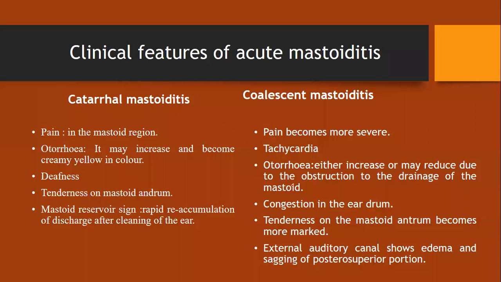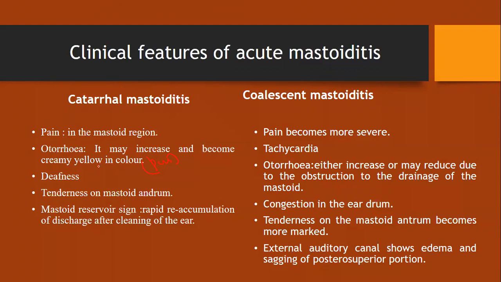Okay. Now the clinical features of acute mastoiditis, in both types of the classification: catarrhal stage as well as coalescent mastoiditis. In the catarrhal stage, the patient will have severe pain due to the accumulation of pus, severe pain in the mastoid region. Otorrhea means ear discharge. It may increase and become creamy yellow in color due to the pus formation. Deafness will occur due to the accumulation of this pus within the ear.